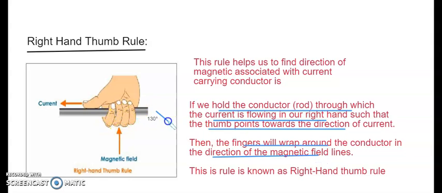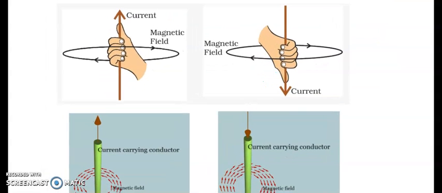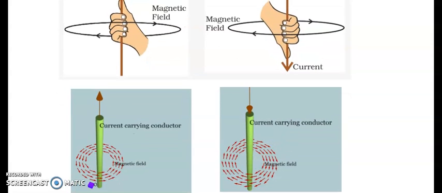So here the magnetic field lines are moving like this. It's coming out and going in. Something like this. Correct? So in the picture which we did, the current was moving upward, therefore the circulation of the circular magnetic field lines was anti-clockwise, right? When the current was moving downwards, the magnetic field was clockwise, correct?